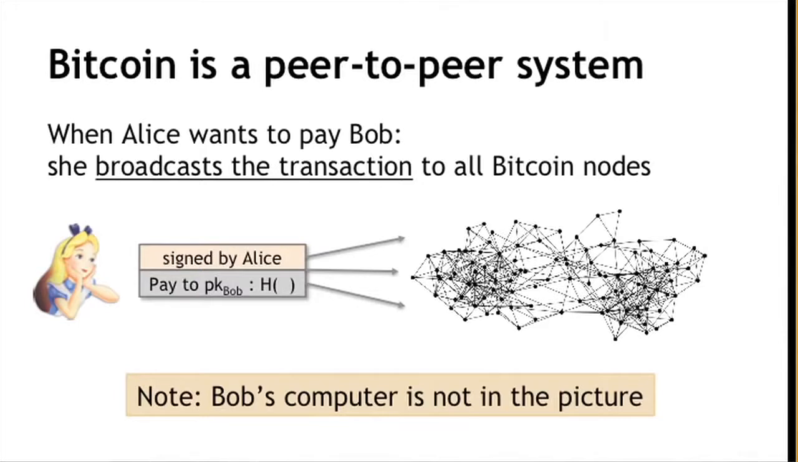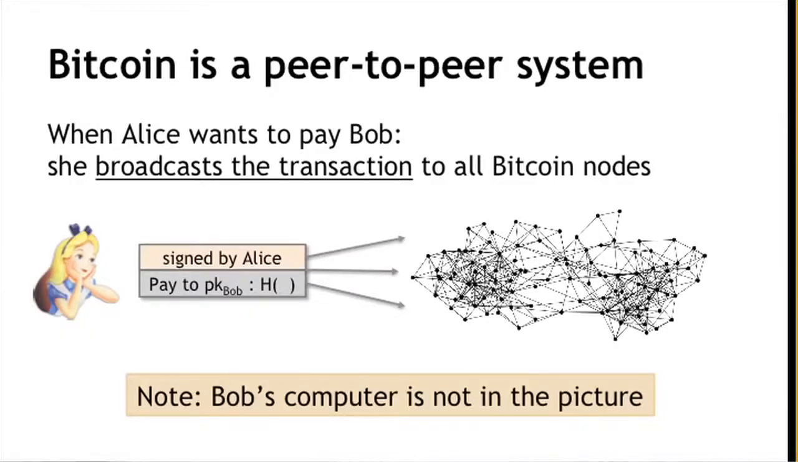And notice something funny here. Bob's computer is nowhere in this picture. Now Bob, if he wants to be notified that this transaction did in fact happen and that he got paid, might want to run a Bitcoin node that's one of these peer-to-peer nodes in order to listen in on the network and be sure that he's received that transaction. But his listening is not in fact necessary for him to receive the funds. The Bitcoins will be his whether or not he's running a node on the network.